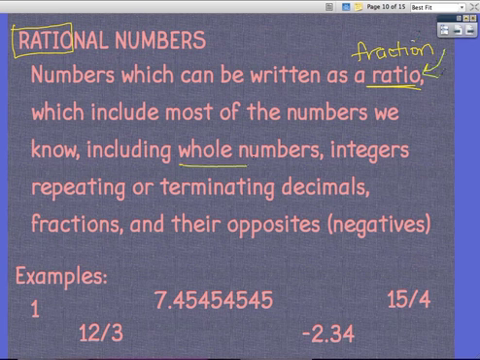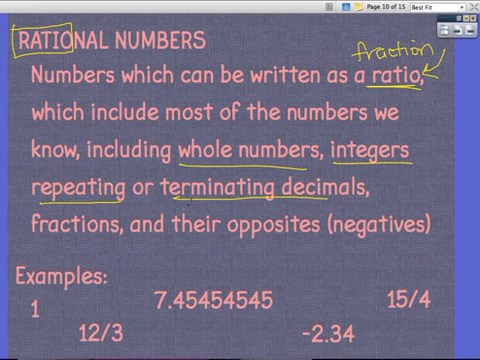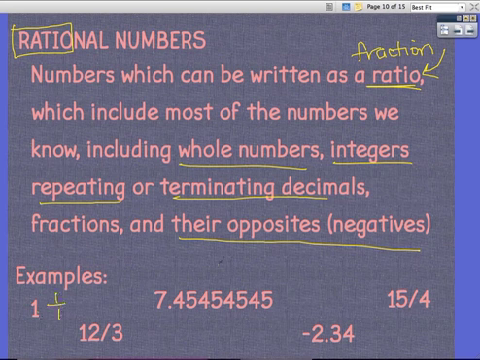This includes whole numbers, integers, repeating or terminating decimals. We're going to talk about how to turn these into fractions later. Just your straight up fractions and their opposites, so that means all negatives. So each one of these numbers here falls into one of these categories. We have a whole number. I can write this as a ratio of 1 over 1.